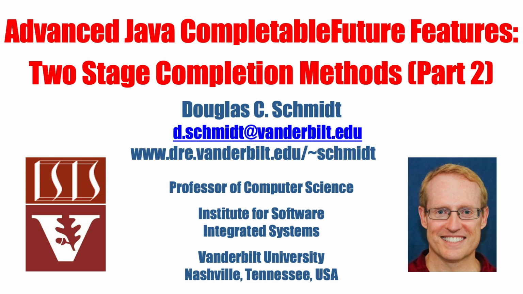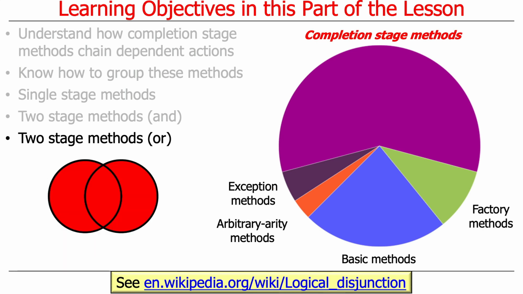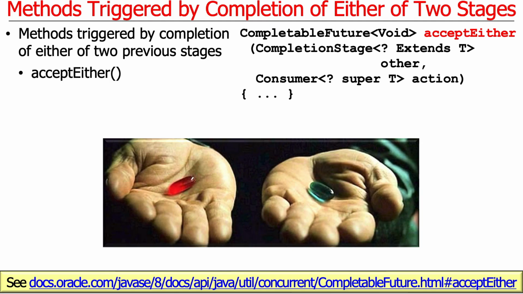So let's talk now about the final type of two-stage completion methods. And these, of course, are going to be the ones that will be triggered when either of two previous stages complete. So not both, but either. And that, of course, is essentially logical disjunction. So it's an OR style operation. We'll start out by talking about acceptEither.